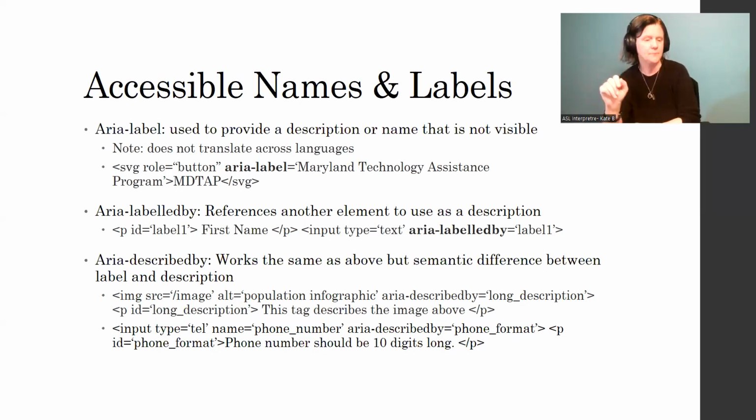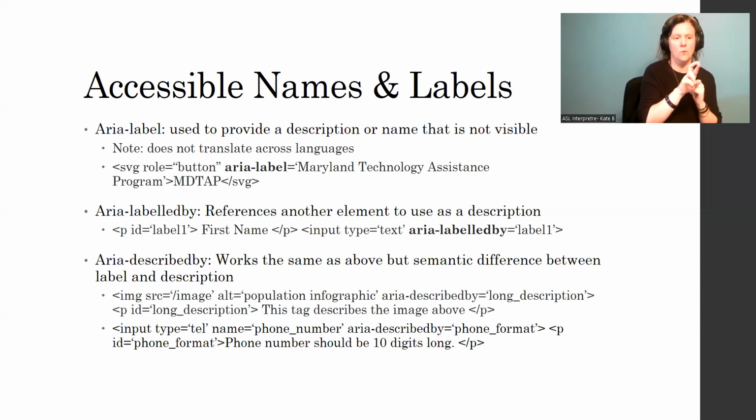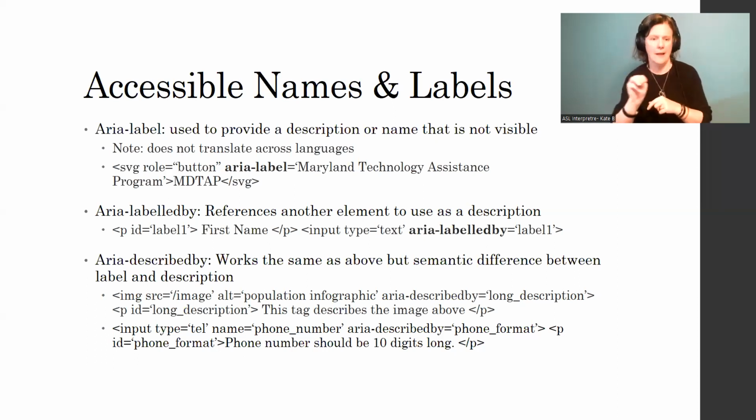Example on screen is what we have: a scalable vector graphic element that has the role equals button. So it's functioning as a button. So you'll press enter and it should either cause something to open or submit a form or what have you. It has the ARIA label equals Maryland Technology Assistance Program. And then it has inner text of MDTAP, which is the acronym for it. In most cases, the screen reader will get to this and it will read Maryland Technology Assistance Program button.